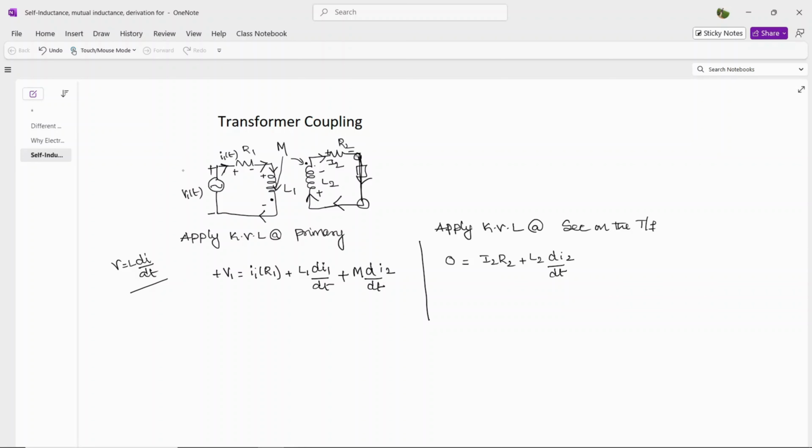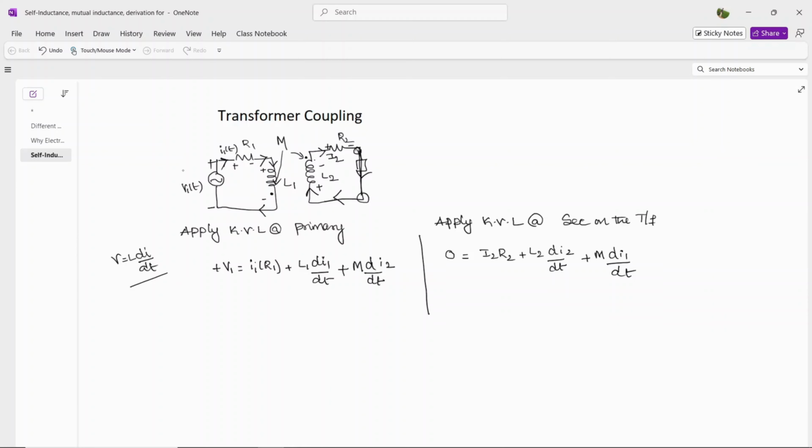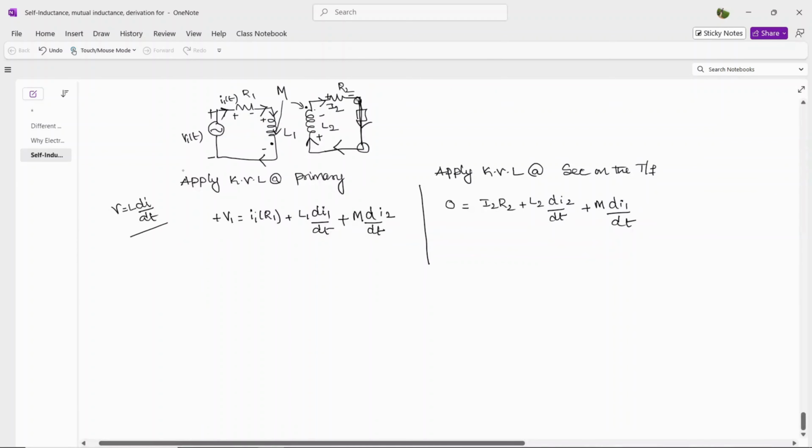But it has a mutual inductance. Here you can see current is leaving the dot, and here also current is leaving, therefore you have the mutual inductance M into d, and this mutual inductance is due to the first coil, which is dI1 by dt. This is how to formulate the transformer coupling.